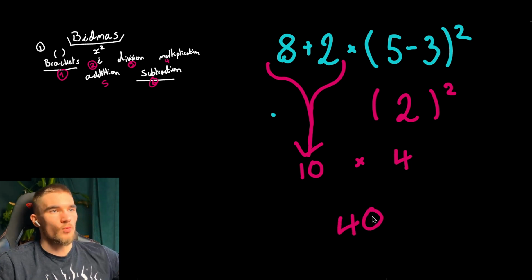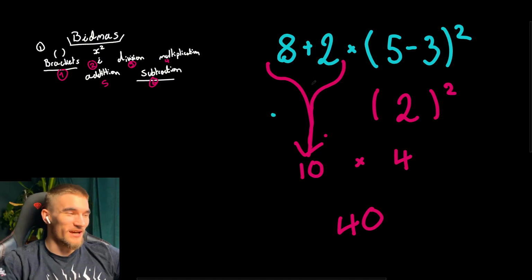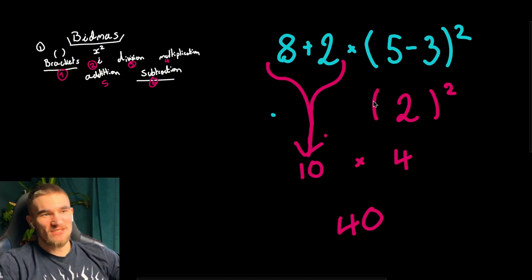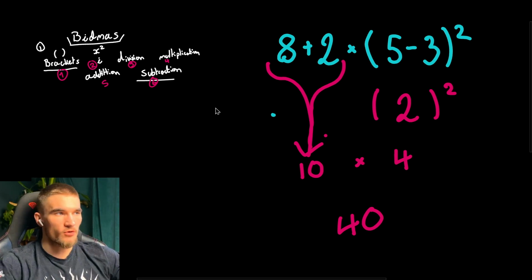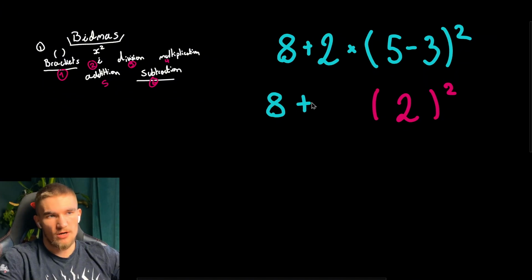Here we go. Did you spot the mistake? Yeah, I made a mistake here. And what's the mistake? I added the 8 plus 2 before multiplying, right? So that's a critical error. Because you see, that's what happens when you jump ahead, right?